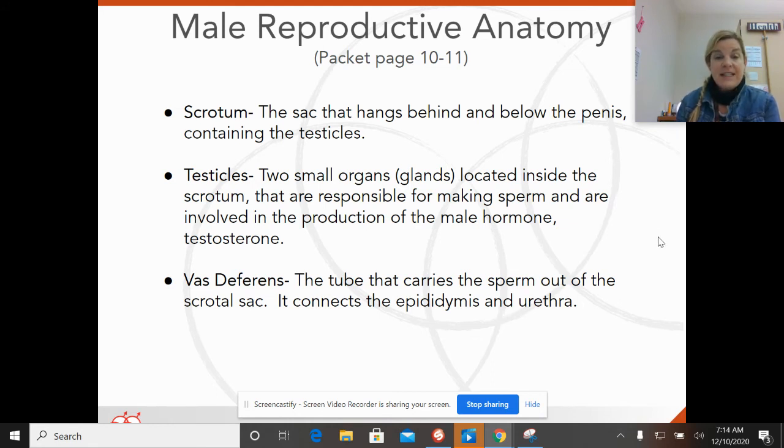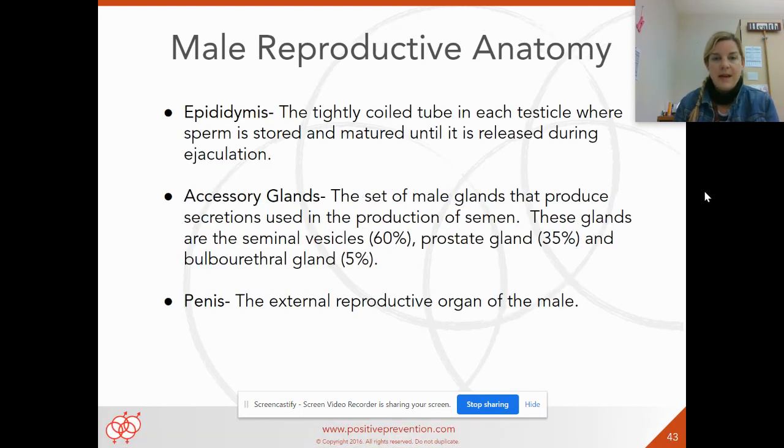The vas deferens is next, and that's that tube that carries sperm out of the scrotal sac. It connects the epididymis to the urethra. So now we're on page 11. The epididymis is next. This is a tightly coiled tube in each testicle where sperm is stored and matured until it's ready to be released during an ejaculation.